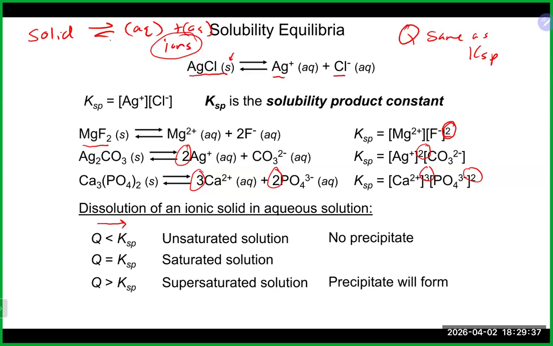If you calculate Q and it does equal Ksp, you have a saturated solution. A saturated solution is a solution where you have hit, at that temperature, the maximum amount of solid that will dissolve. If you continue to add solid, you're going to get some that will not dissolve. If you calculate Q and it's actually greater than Ksp, it's going to go opposite of where it's pointing, which means it's going to go towards the solid side of the equation, and you would expect a precipitate to form. You will have a supersaturated solution, which basically means all of the solid, or most of the solid, is going to start to come out of solution, and a precipitate will form.